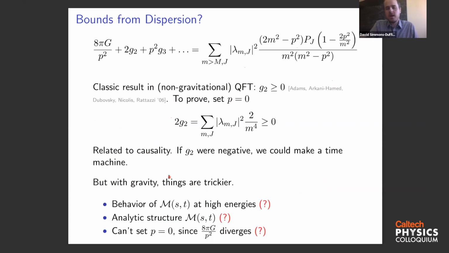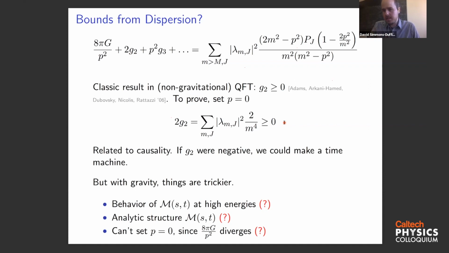But let's forge ahead. And there's a classic result in non-gravitational quantum field theory using this dispersion relation due to Adams, Arkani-Hamed, Dubovsky, Nicolis, and Rattazzi from 2006. And the claim is that in a non-gravitational QFT, this g_2 coefficient, so g_2 is the coefficient of the 4 derivative term in the scalar field action, this g_2 coefficient has to be positive. And the way you prove it is you take this equation at the top and you set P equal to 0. And remember, in a non-gravitational theory, this term isn't present. So this 8 pi G, G is Newton's constant. So if there's no gravity, this term isn't there. So we can set P equal to 0. And we get that 2g_2 is equal to a sum of positive stuff times positive stuff, which is bigger than 0.